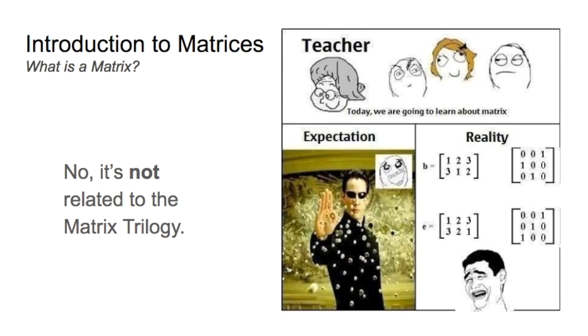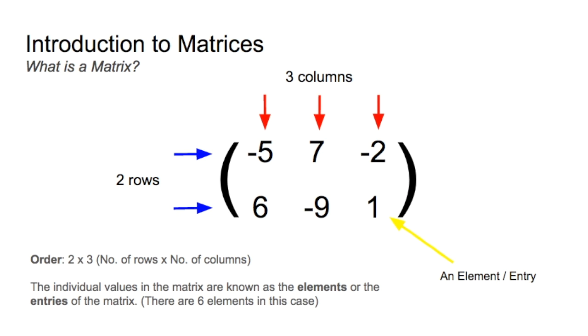then sorry, you are greatly mistaken. It's not related to the Matrix trilogy. This is more like what a matrix really is. Matrices, the plural for matrix, are rectangular arrangements of numbers, expressions, symbols, etc., which are arranged in columns and rows.